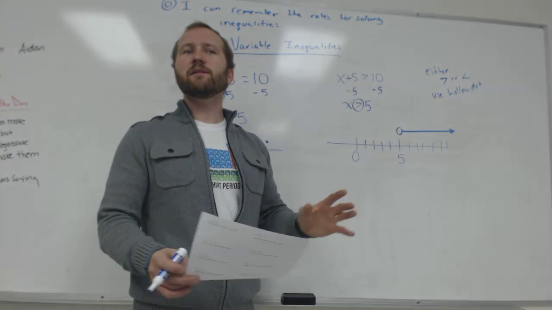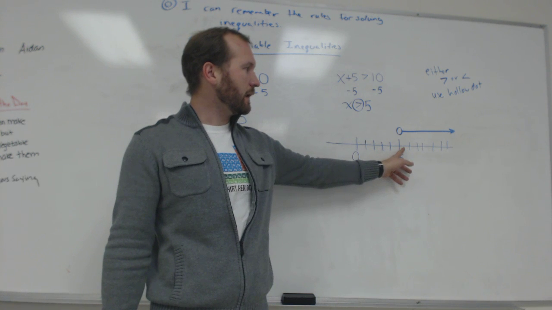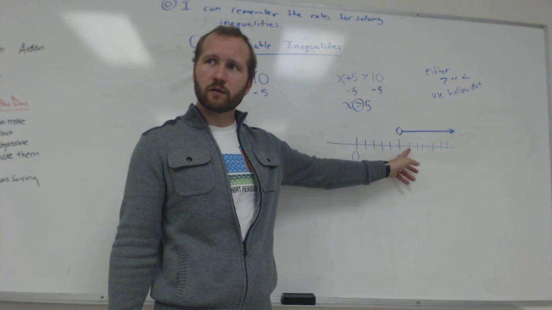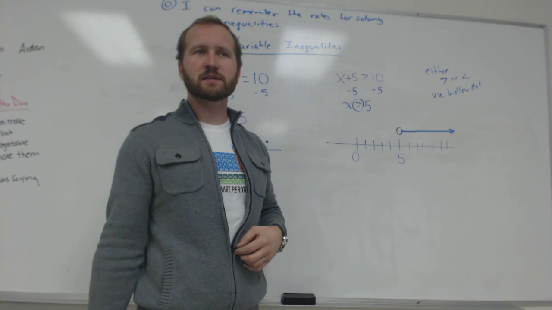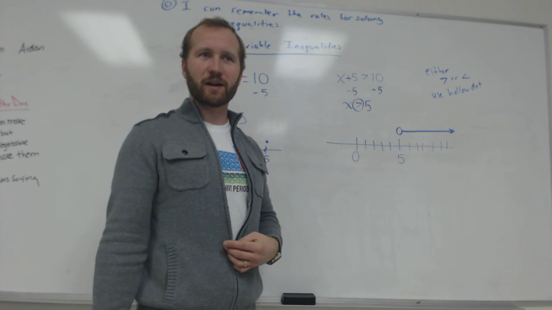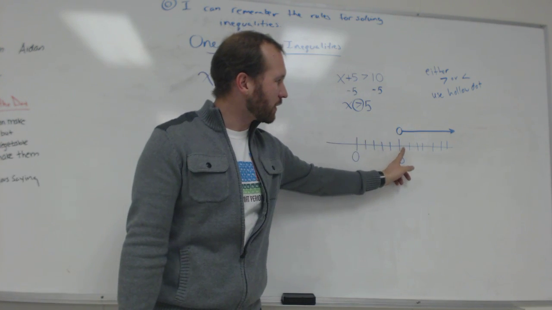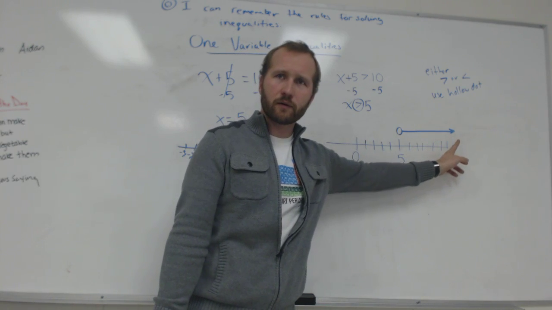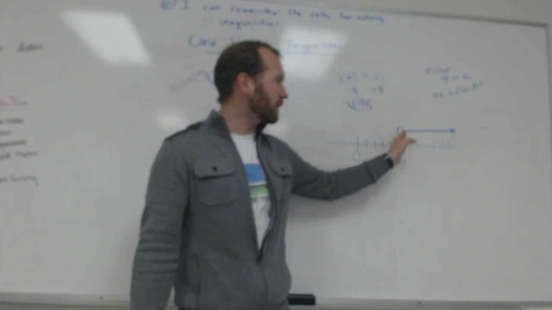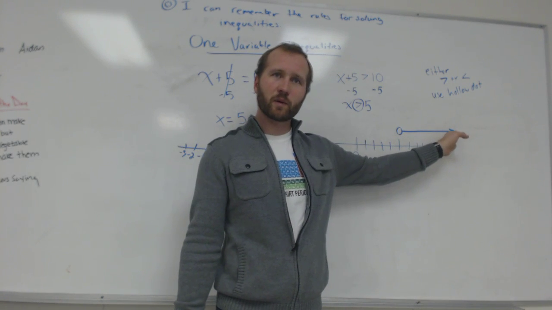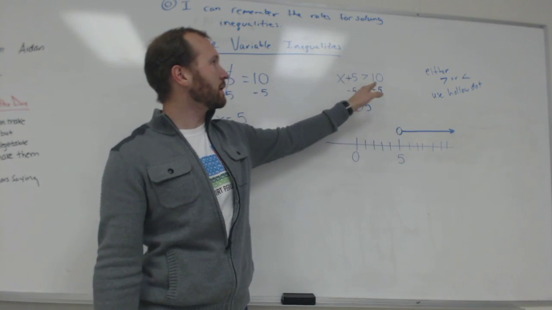We could list an infinite number of possible values for x. Any number of decimals in here, right? 5.793215627654321, right? Plus 5 is greater than 10. Any number greater than 5 is a possible solution for x. And we show that with this line with an arrow on the end. What we're saying is all of these numbers over here make this statement true.